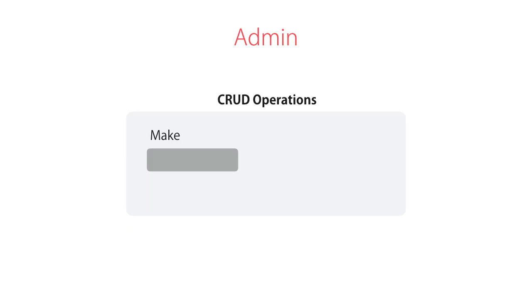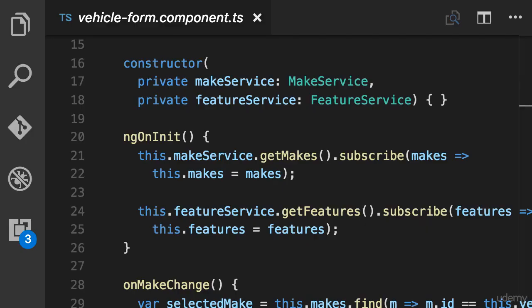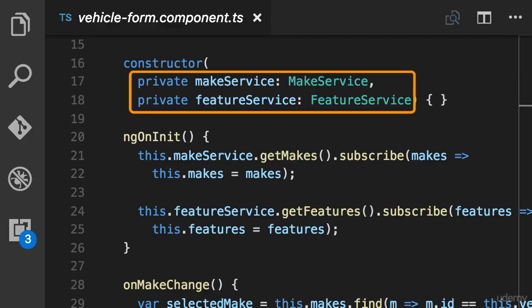So in this context, I prefer that we don't assume that we're going to build an administration panel unless we are asked to do so. So we want to stick to the simplest solution to solve the problem explained in the requirements document. Given the scope of our application, I believe that this make service and feature service are too fine-grained, and I would rather merge them into one vehicle service.